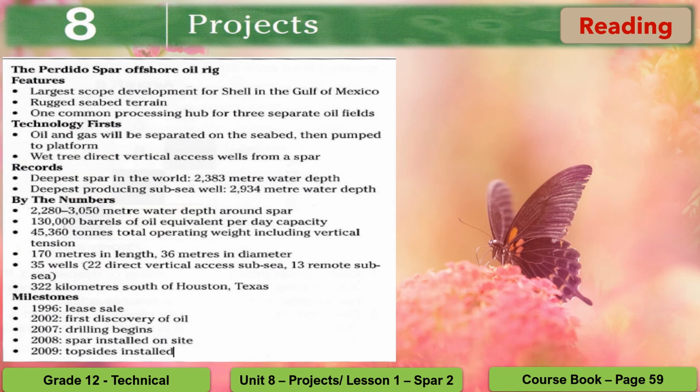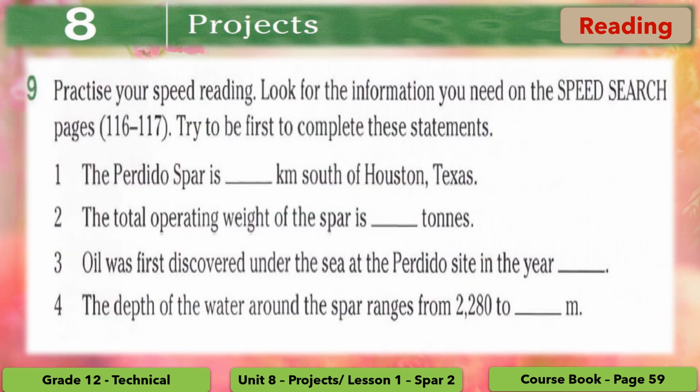So this is the text you need. You have to read it very fast. Pay attention to the numbers because we need the numbers to complete the statements. Now, let's move to the exercise and try to complete the sentences. Number 1, the Perdido Spar is 322 kilometers south of Houston, Texas.